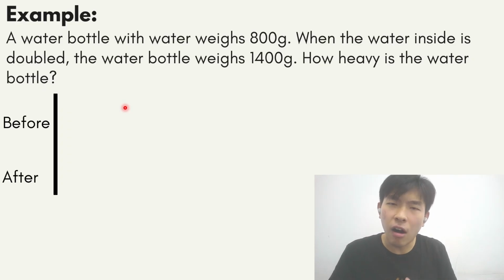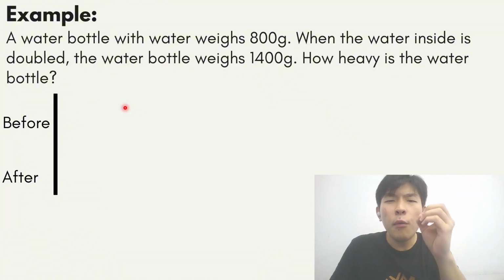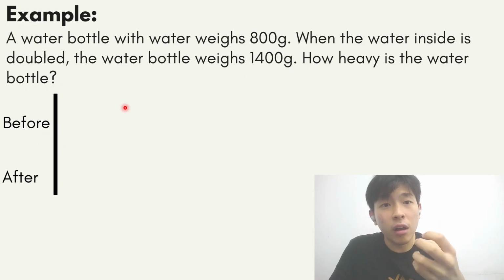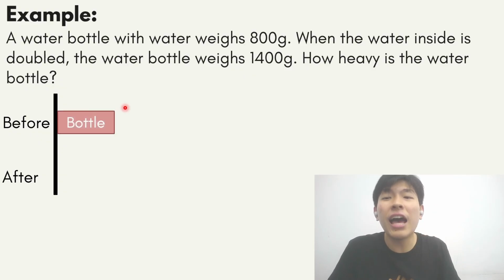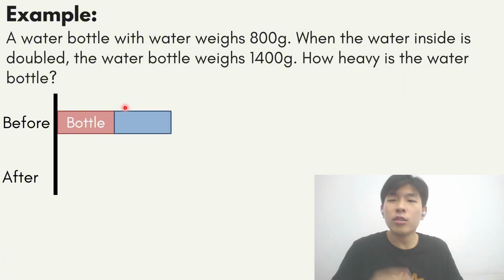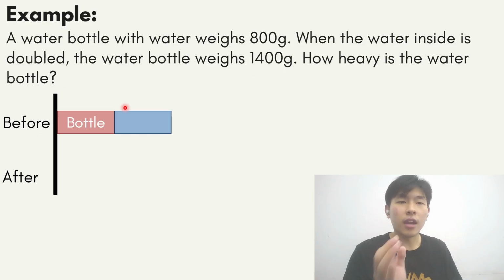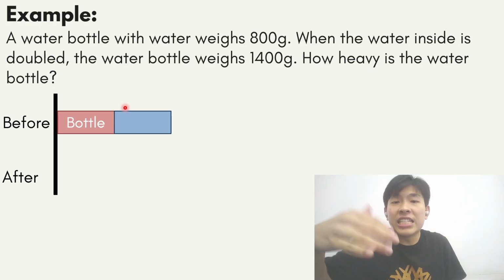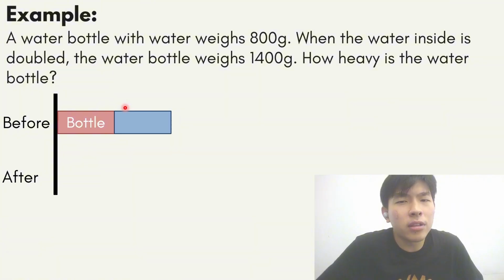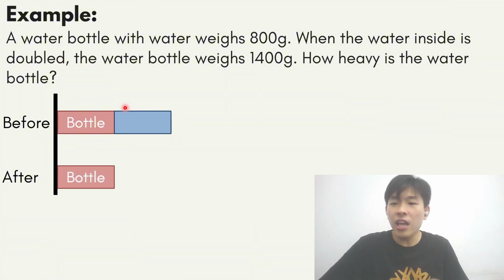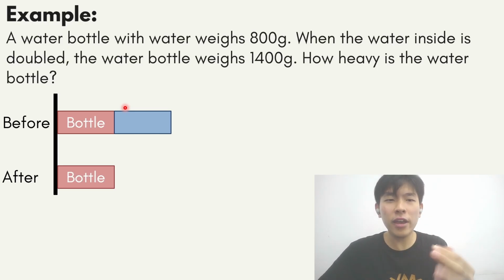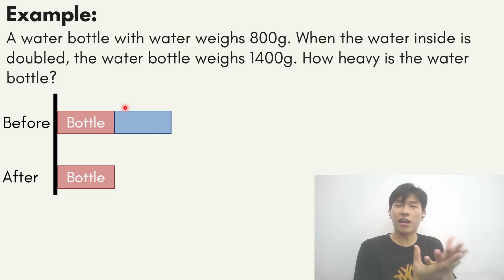Now for the before, first, what weights do we have? Of course, I have the weight of the water, and I also have the weight of the bottle. Very good. So first I have the weight of the bottle and then the weight of the water. So I'll use this one unit here to represent the weight of the bottle since we don't know. Okay, then now when the water inside is doubled, does the weight of my bottle change? No, it never changes. So it will still be the same bottle weight. Of course, it's the same bottle, so how can the weight change?